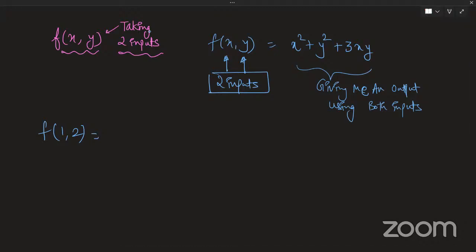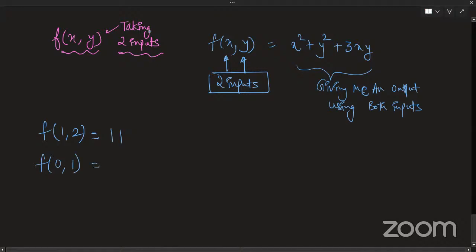Sir, 11. How much? 11, sir. Okay, so 1 plus 4 plus 6. Yes, correct, 11. Similarly f of 0 comma 1. Tell me quickly. 1, right? Yes, sir. Okay, great.